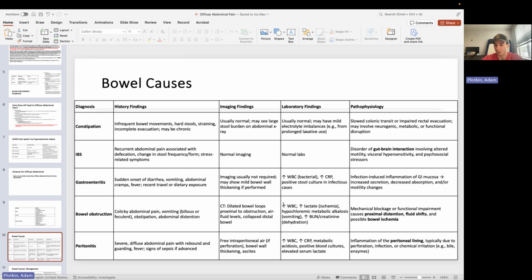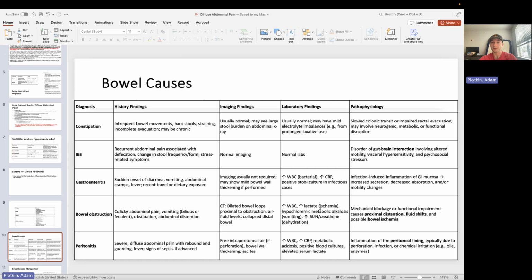We might see elevated white blood cells. We're probably going to see elevated lactate, showing us there's ischemia. We could see hypochloremic metabolic alkalosis. And on top of that, if they're vomiting, we're also going to see hypokalemia too. So one, we're going to lose potassium in the vomit. Two, we've lost blood volume. We go and we stimulate the renin-angiotensin system.